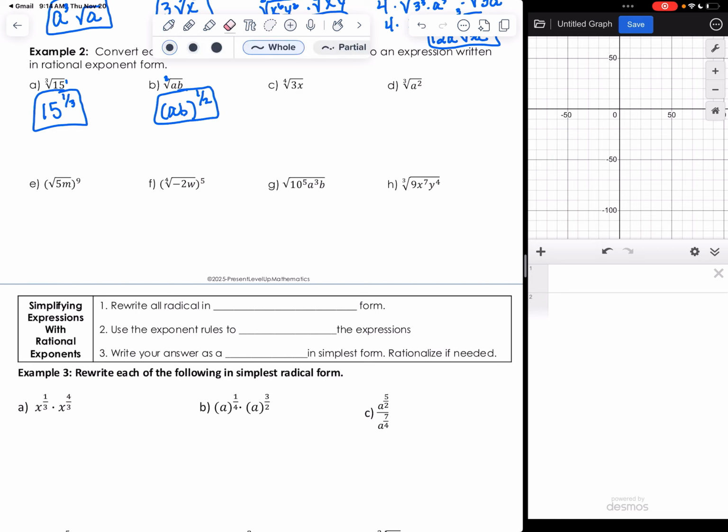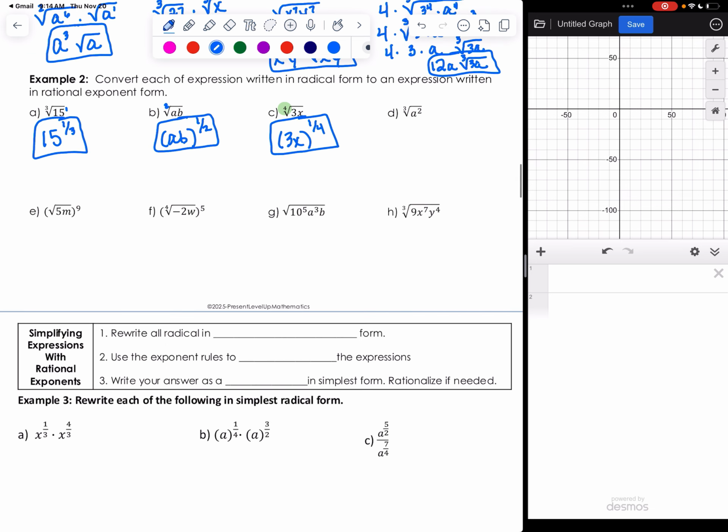Okay. Problem C, the fourth root of 3x. So this time our index is 4, so that's going to be our denominator. So this would be 3x to the 1/4 power. All right, pause the video and try problem D on your own. All right, welcome back. Hopefully you rewrote this as a to the 2/3 power.